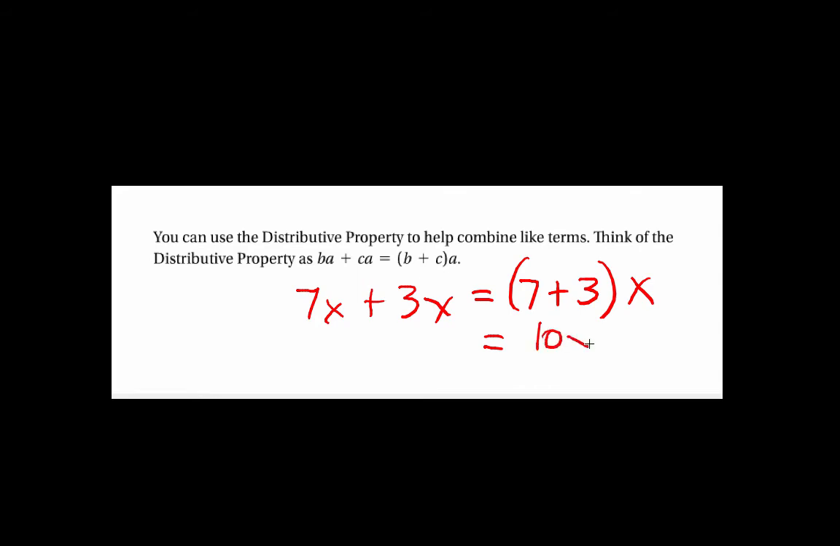Let me show you an example here real quick. 7x plus 3x is the same as 7 plus 3, that quantity, times x. And what that does is that gives us a clue on how we're going to combine like terms. 7 plus 3 is 10x.